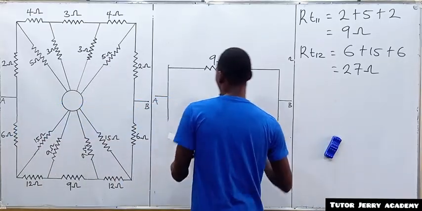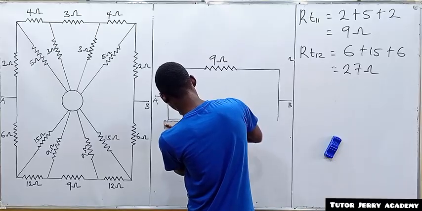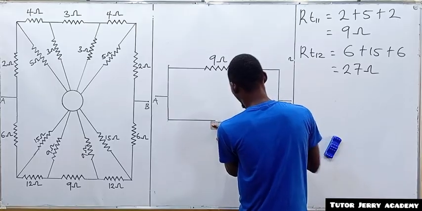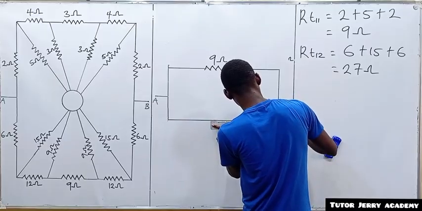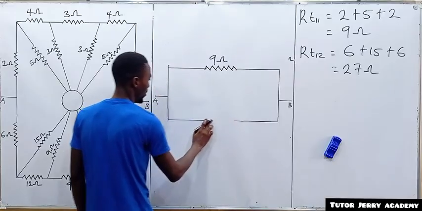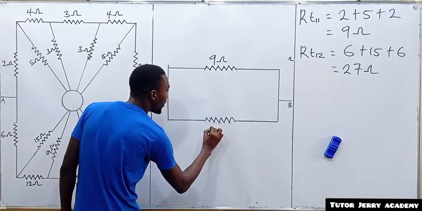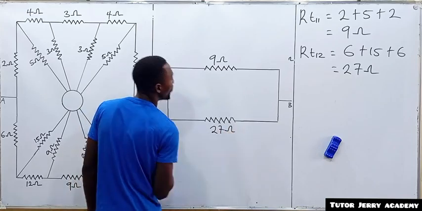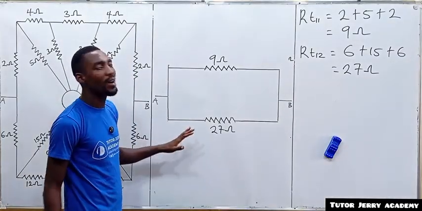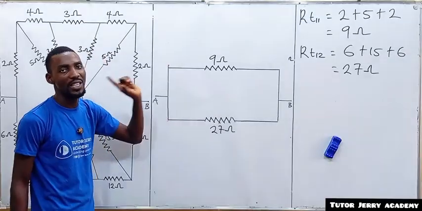All right, so that's it. So yeah, all right, so here we are going to have 27 ohms. I hope you can see this clearly. All right, now you are going to observe that these 9 ohms and these 27 ohms, they are now finally in what? In parallel.